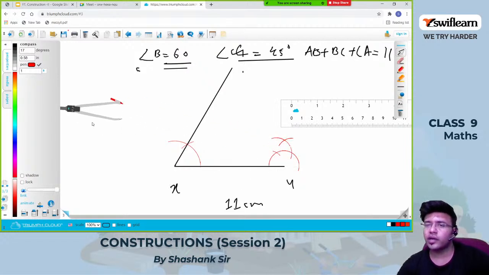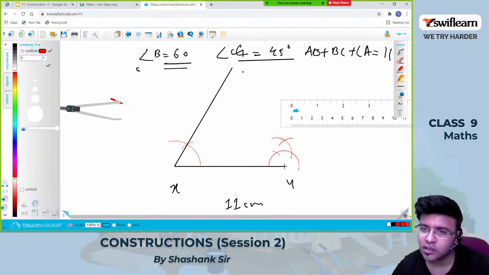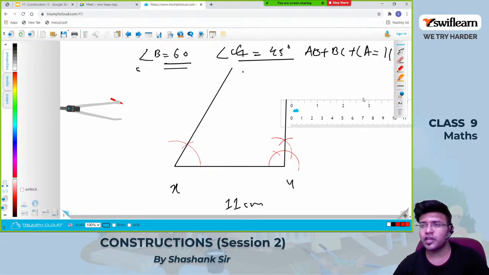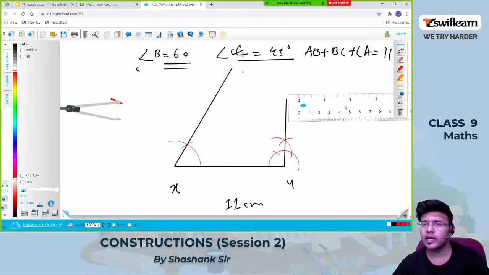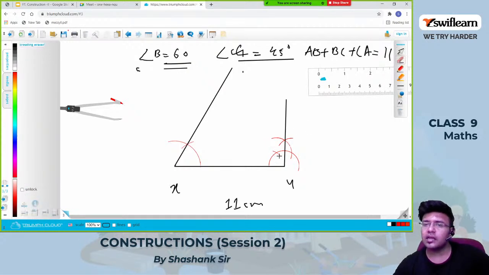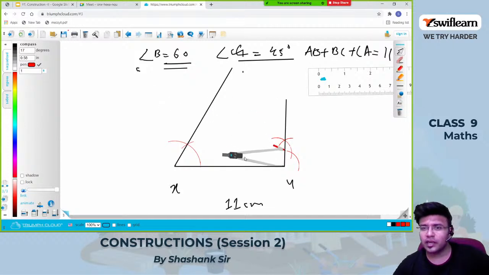Did you get this? Now, after getting this, if you join this, you get a 90-degree angle. But do we want 90 degrees? No, we don't want 90 degrees. We want 45 degrees. So bisect the 90-degree angle and you will get 45 degrees. Let us bisect this 90-degree angle to get 45 degrees.